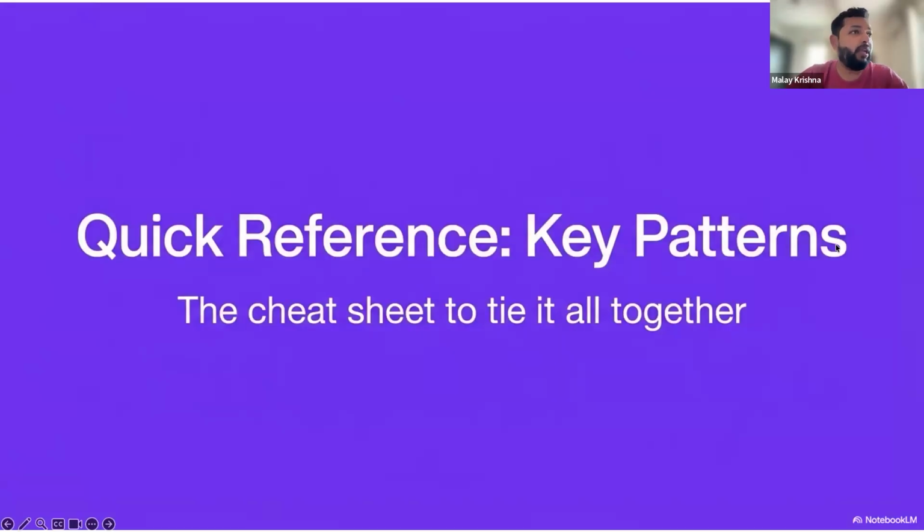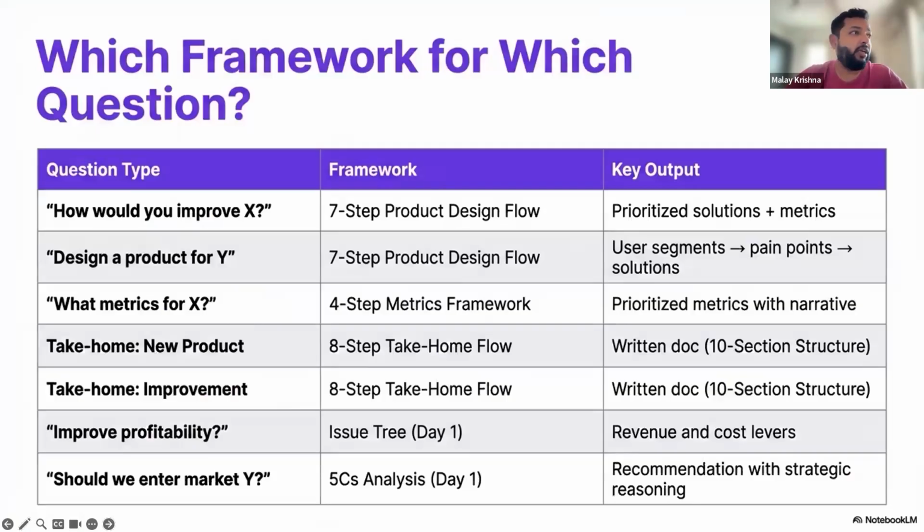Right. So let's quickly bring everything together in terms of whatever we have looked at. We looked at how would you improve X, the product design flow, how would you design a product, the product design flow that we studied today, and what metrics for X, the four-step metrics framework that we studied. We talked about the take home, and we talked about the two. You can ignore the last two. They are not part of this bootcamp.